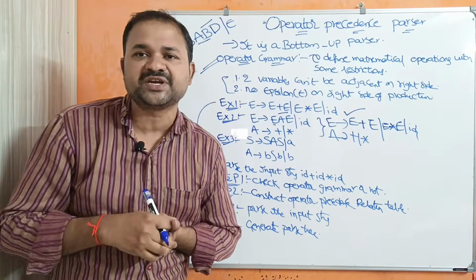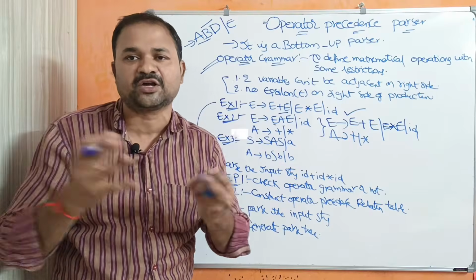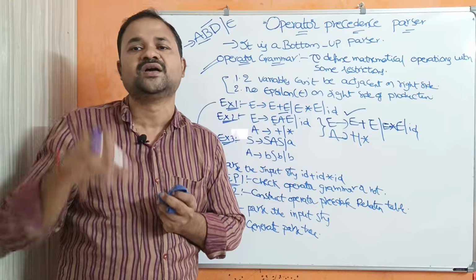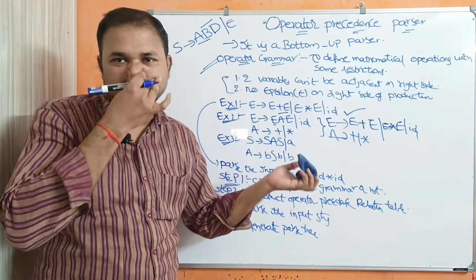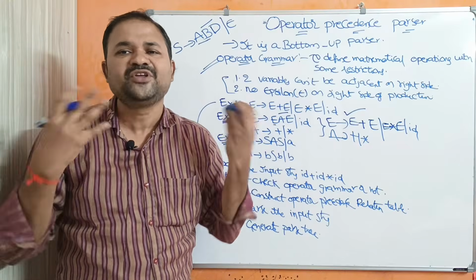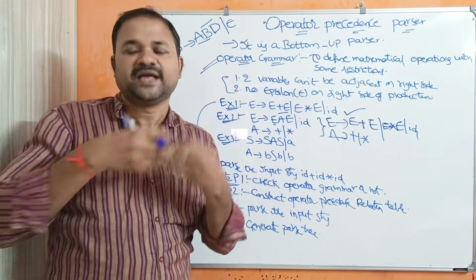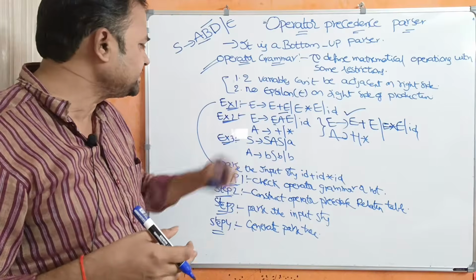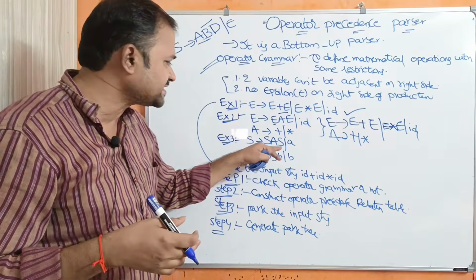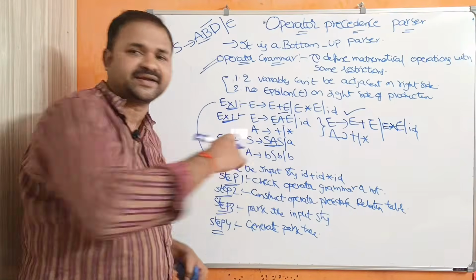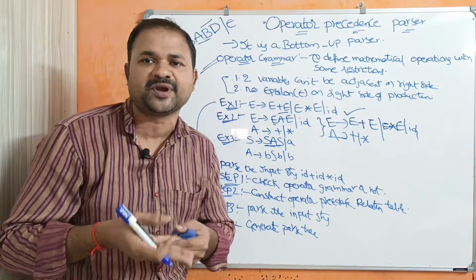In the examination you may get non-operator grammar also. Then you need to convert that non-operator grammar into operator grammar by substitution. If we have epsilon, we know how to remove the epsilon productions. So we have to remove that epsilon production also. Okay. Let us see this example. S produces SAS or A. So this is also not an operator grammar.